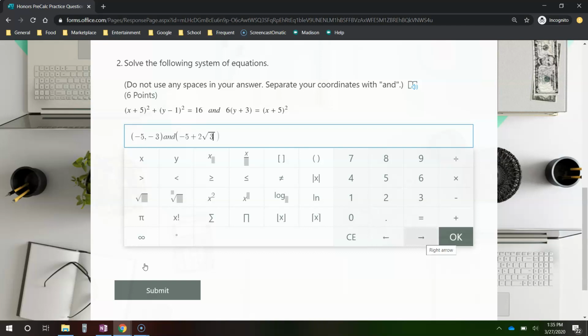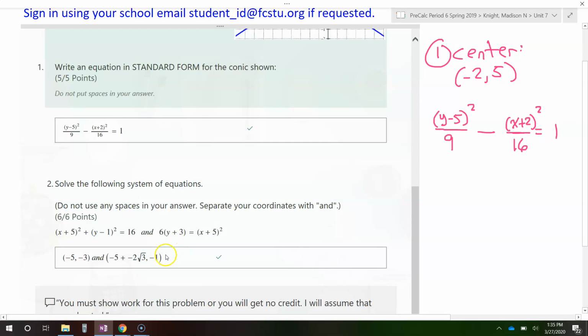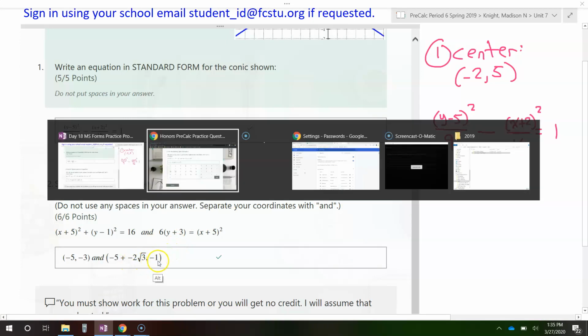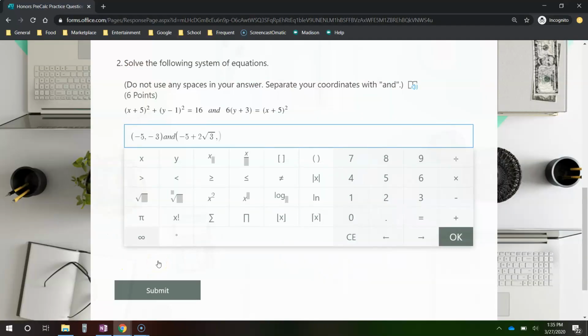You want to hit this arrow key to get out from under the radical, and I have to use my computer keyboard to type the comma. No spaces. And so I needed that comma, -1. So I'm going to go ahead and put -1 now. And I'm going to use my arrow key to get to the outside of the parentheses.